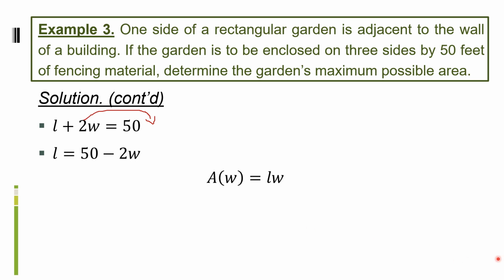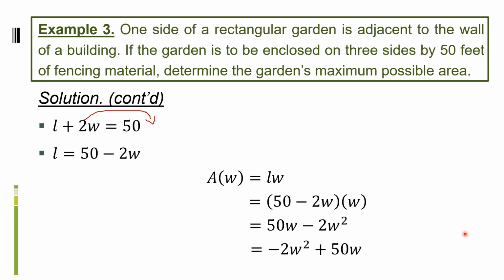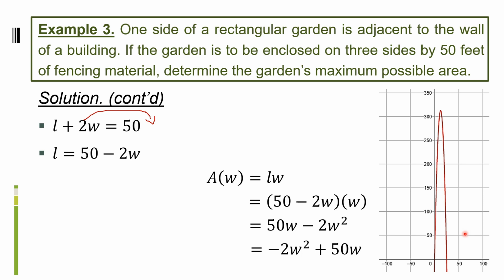So, the area now is equal to length times width, or our length is 50 minus 2W and our width is W. So we have 50 minus 2W times W, or that is 50W minus 2W squared, or negative 2W squared plus 50W. And ito yung itsura ng kanyang graph. Since we are looking for the maximum possible area, at ito ay isang parabola, saan ba nag-o-occur yung possible maximum area? At the vertex. Therefore, we need to find the vertex of the parabola.